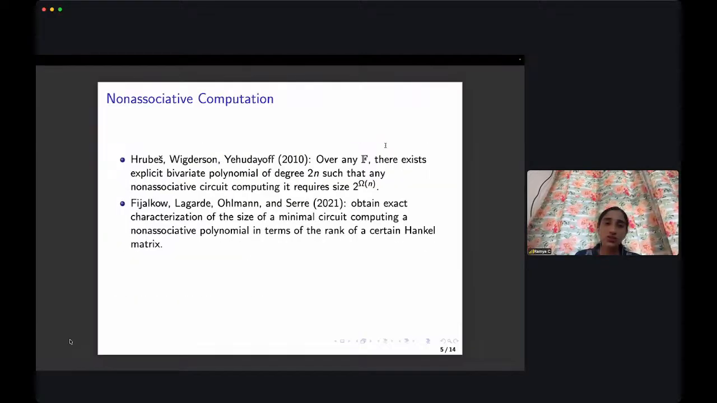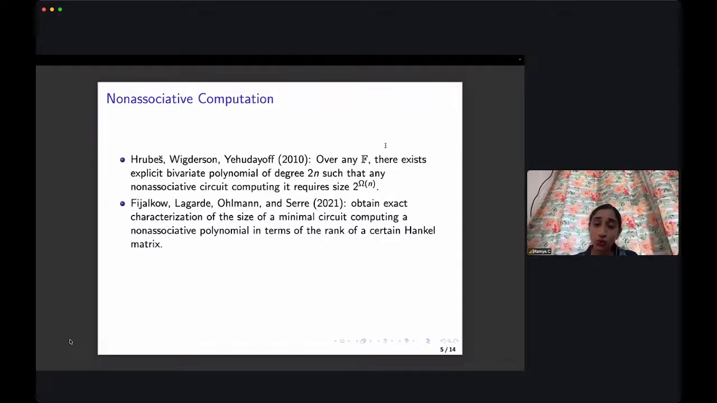Non-associative computation in general is not new to algebraic complexity. It has been studied in the past. In fact, we know very strong lower bounds for non-associative circuits. We know exponential lower bounds from the work of Hrubeš, Wigderson, and Yehudayoff. They exhibit an explicit polynomial such that any non-associative circuit requires exponential size. So this means that in the non-associative setting, VP is actually not equal to VNP.